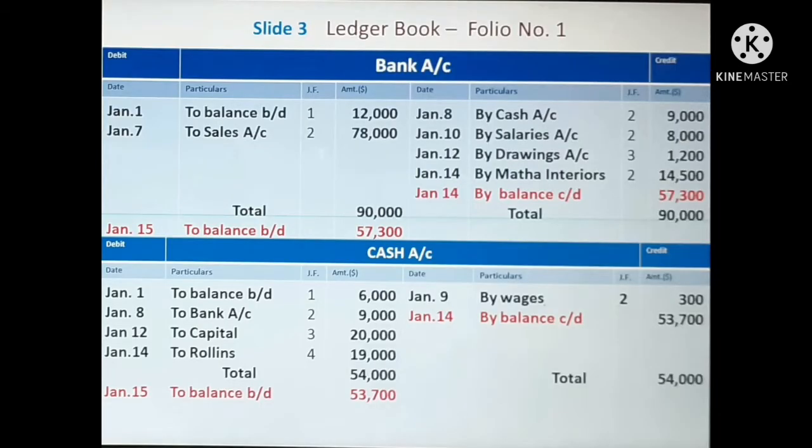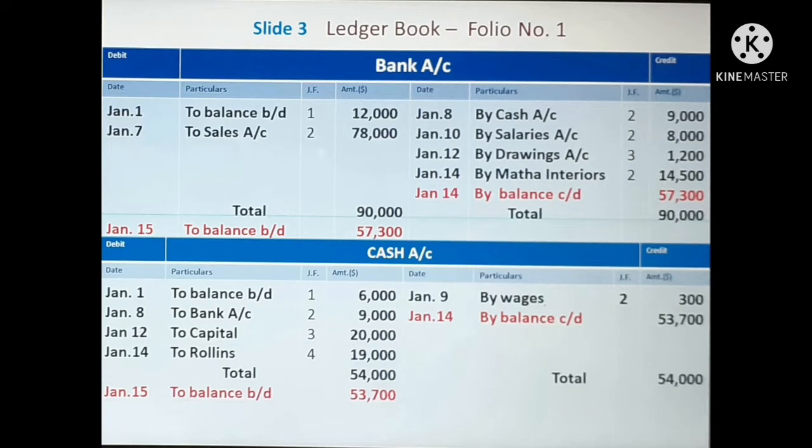Slide 3 is folio number 1 of the ledger book containing bank account and cash account. Both the accounts are balanced on 14th January. Look at the bank account. It is a personal account where the bank account is receiver, it comes in the debit side. Where money goes out of the bank account, which is giver, postings are on the credit side. On opening, there is a balance of $12,000 in favor of Sabu. So the balance brought down is shown on the debit side.